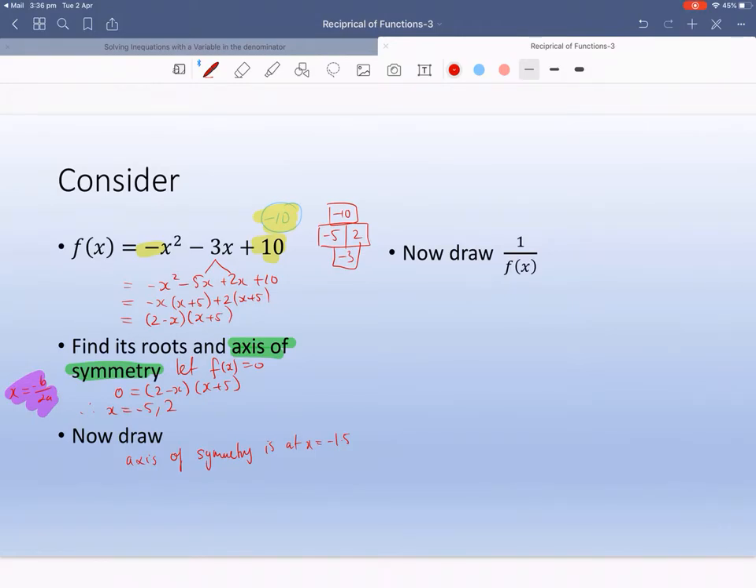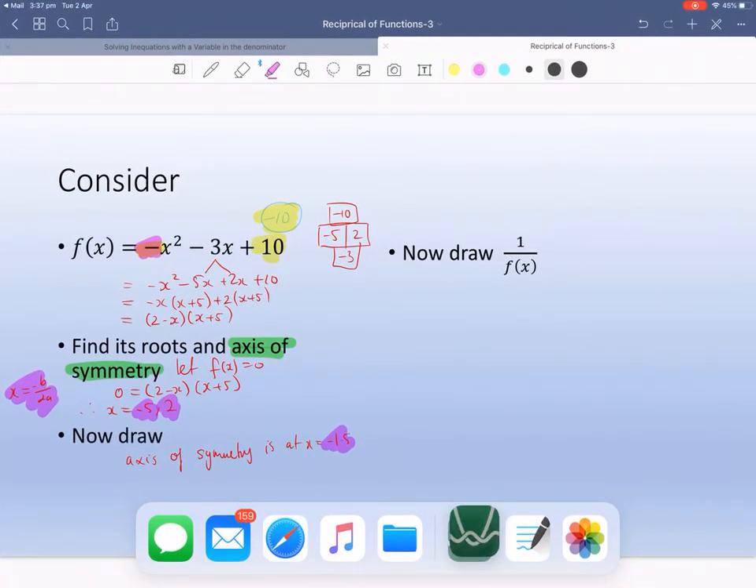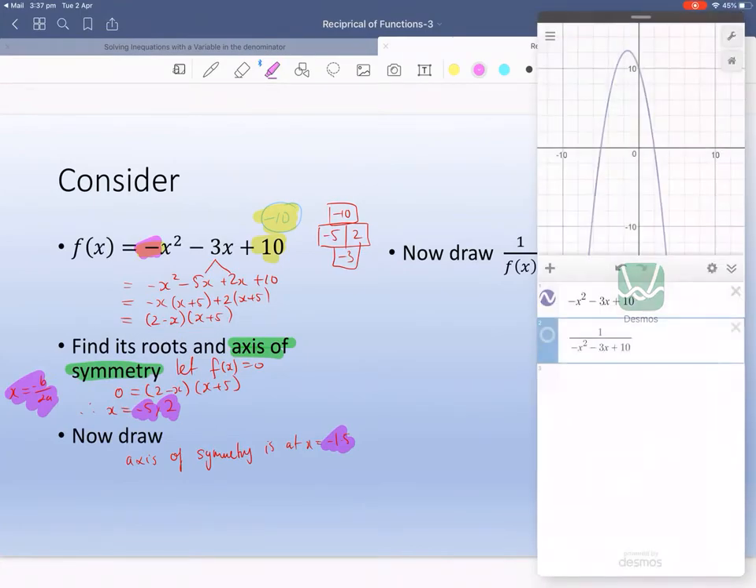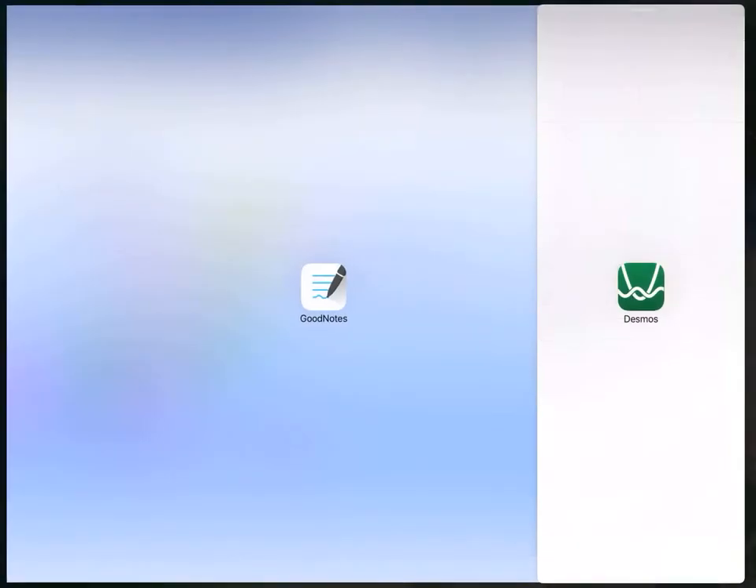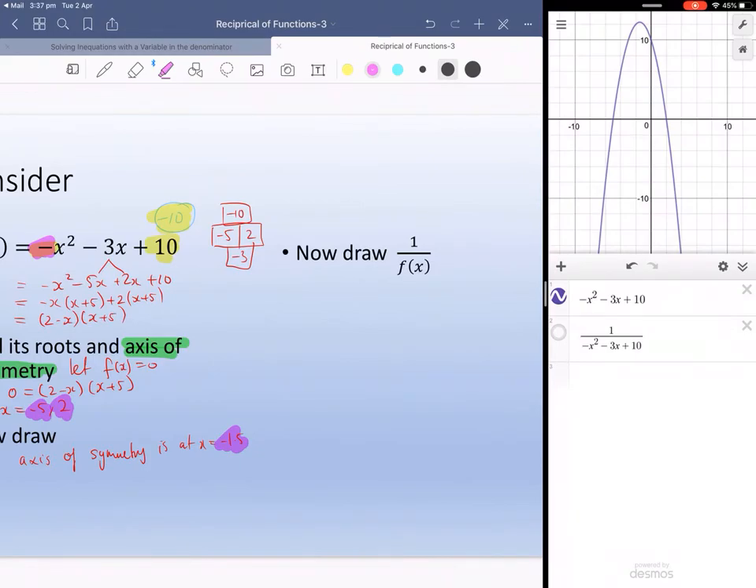So I can draw this. I know it's an upside down parabola, and that's because it's a negative here. I know that the x-intercepts are negative 5 and 2, and that the axis of symmetry is at negative 1.5. I'm not going to draw it. I'm going to let Desmos do it just because it's going to be a bit nicer, and we're going to have a look at a couple of things. So there it is.